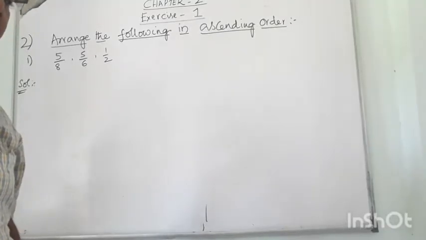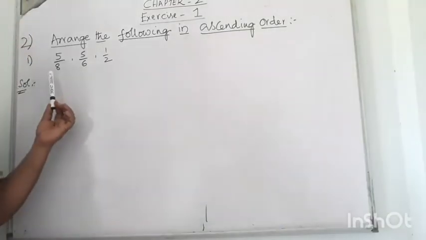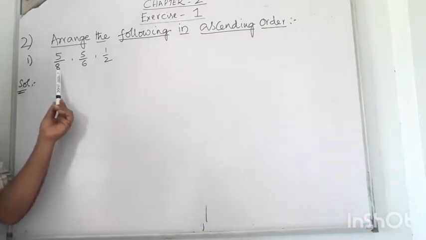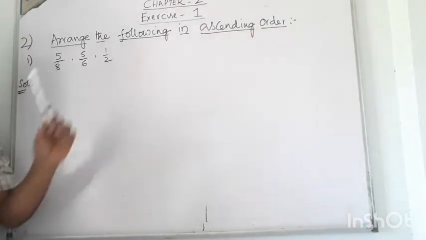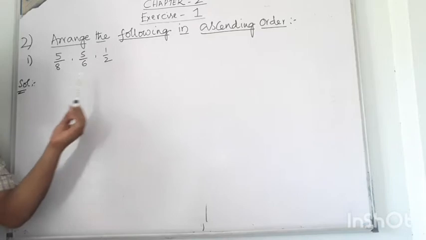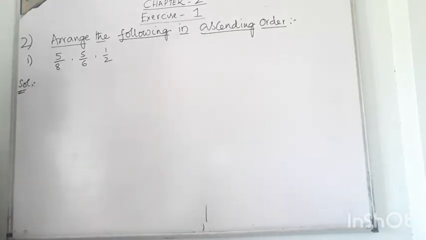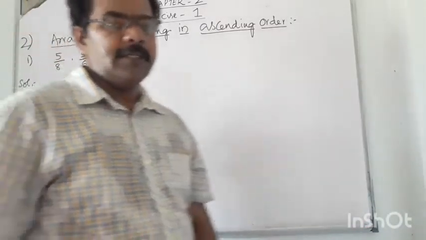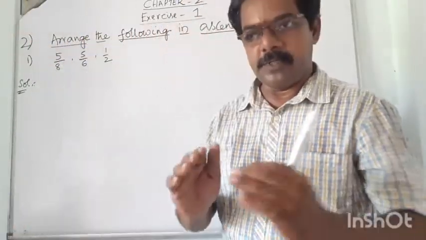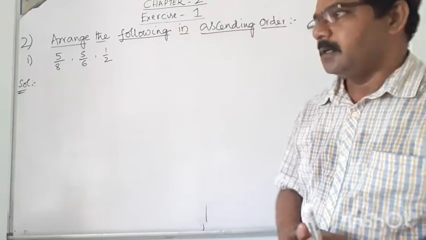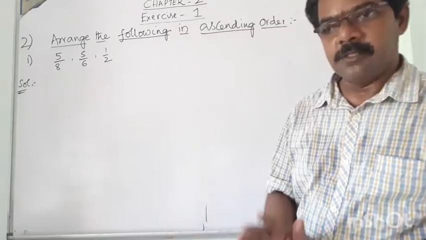Ascending order means, they have given 3 fractions: 5 by 8, 5 by 6, 1 by 2. If you observe, these are all proper fractions. We don't know whether they are in ascending order or not. I think all of you know about ascending order and descending order. Ascending order is nothing but smallest to biggest, and descending order means biggest to smallest.